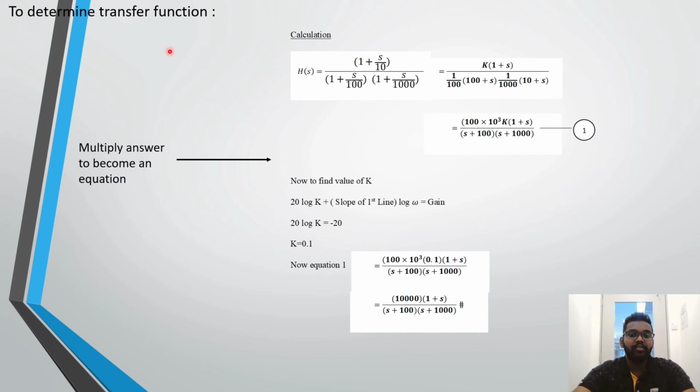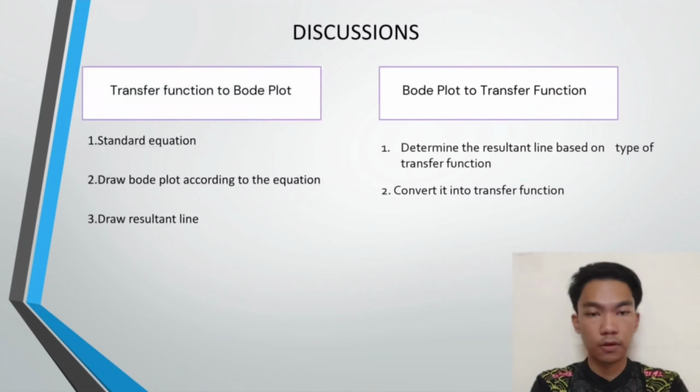To determine the transfer function, as we get the general equation just now, we substitute the value into the equation to get the value. Now we can find the value of k by using 20 log k plus slope of first line log equals the gain. From here we can know that k is equal to 0.1 by doing this calculation. 20 log k equals negative 20. We can substitute the k value into the general equation to find the value.